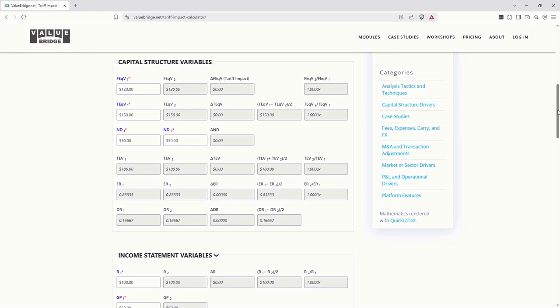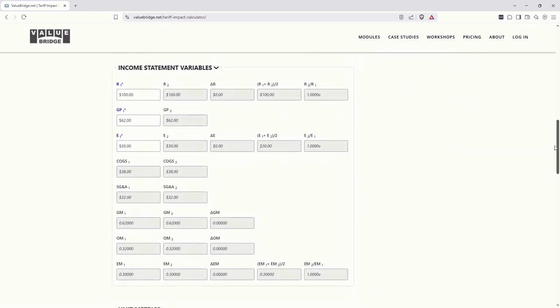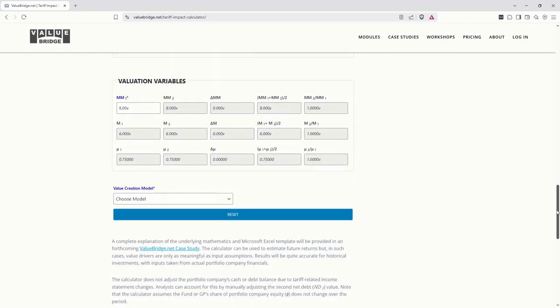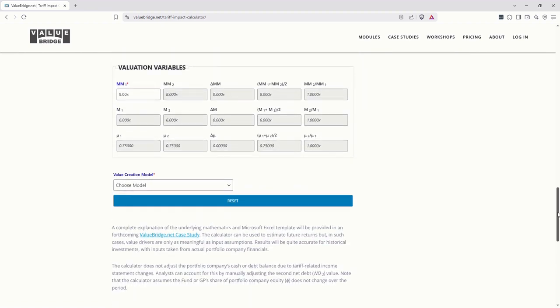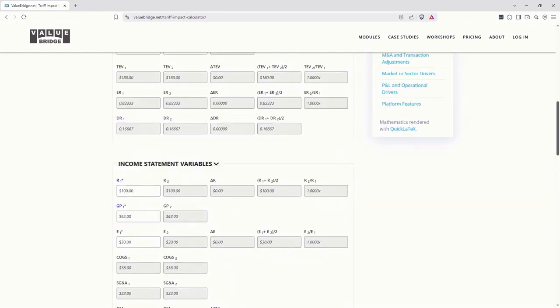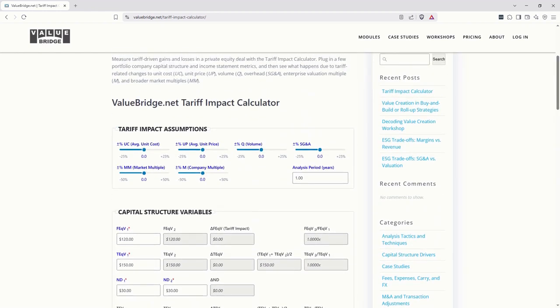To start, you'll need to plug in 3 capital structure metrics: the GP or fund's equity value, total shareholder equity, and net debt. Then 3 income statement metrics: revenue, gross profit, and EBITDA, and optionally the prevailing market valuation multiple for your industry or sector.